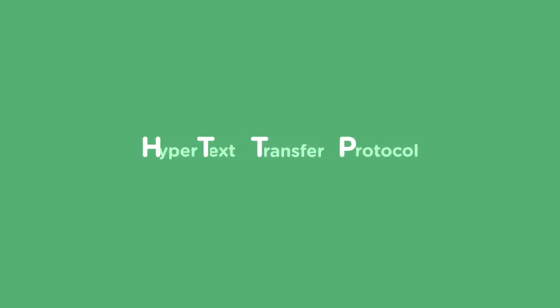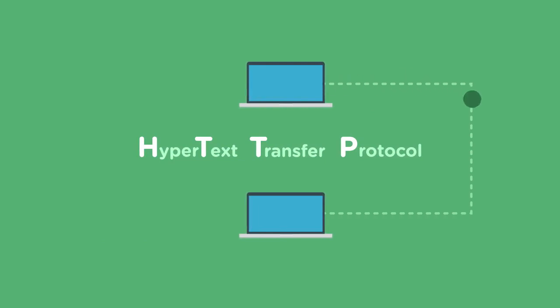Since you're watching this video, you're obviously an internet pro. Have you ever wondered how it actually works though? What's the deal with the HTTP portion in URLs? What actually happens when you click on a link? HTTP stands for Hypertext Transfer Protocol. Simply put, this is the protocol that allows us to communicate over the internet.